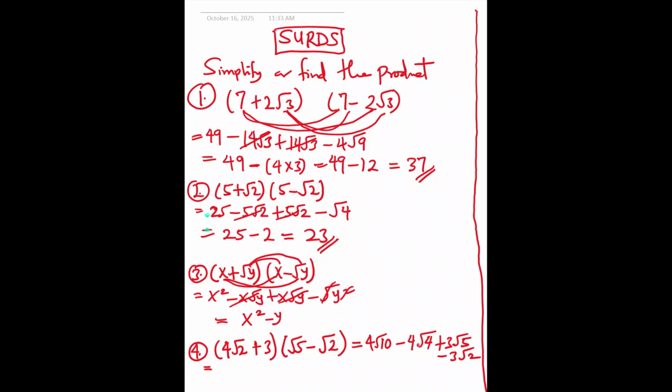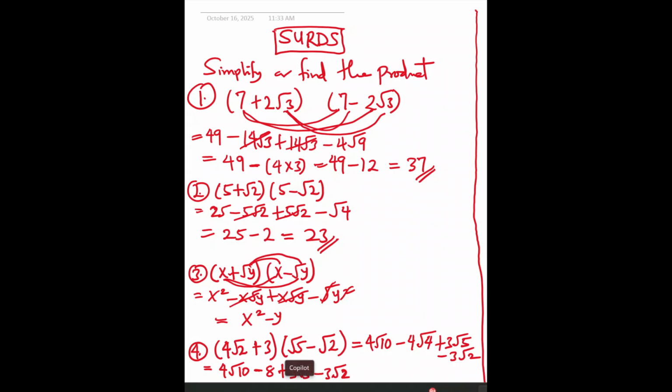Okay. So if we find the square root of 4, minus 4 times the square root of 4 is minus 4 times 2. So that will be 4 root 10, so that's 4 root 10 minus 8, right? Plus 3 root 5 minus 3 root 2.